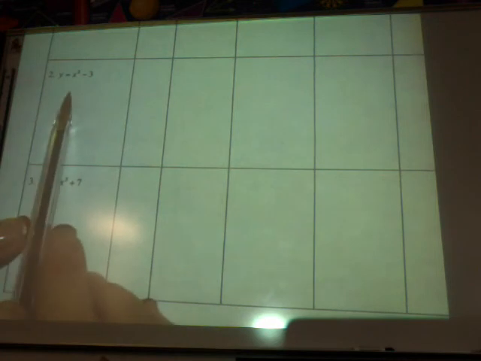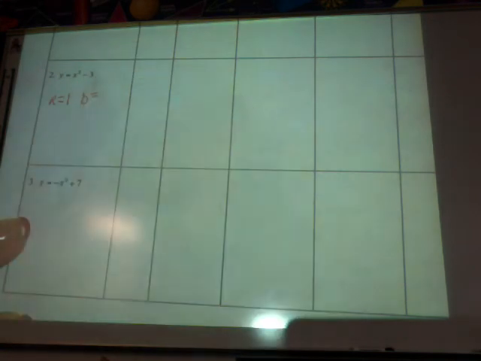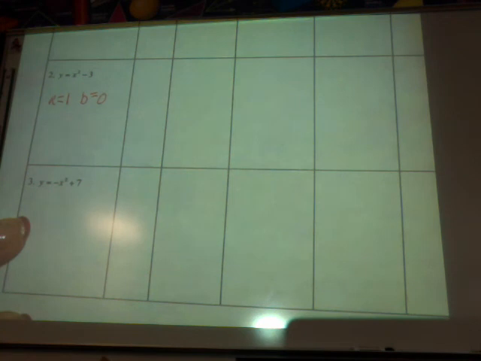Hurry up. All right, so the very first thing that you're going to do here is you are going to identify A, B, and C. So what is A? Everybody, what's A? 1, the coefficient of the squared term. What's B? You're missing your X term, so what is B? 0. If you're missing your X term, B is 0.